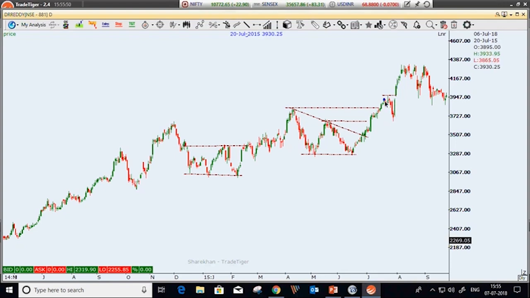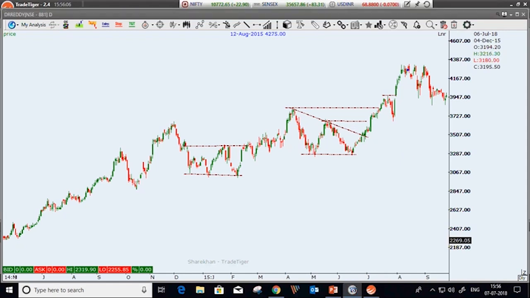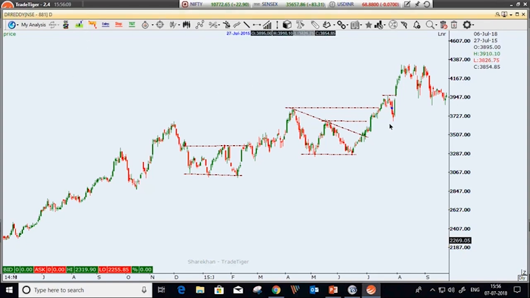So what kind of a pattern is this one, my dear friends? Which trap zone is this one? Is it a trap zone? Yes, so all of us agree that this is a trap zone.